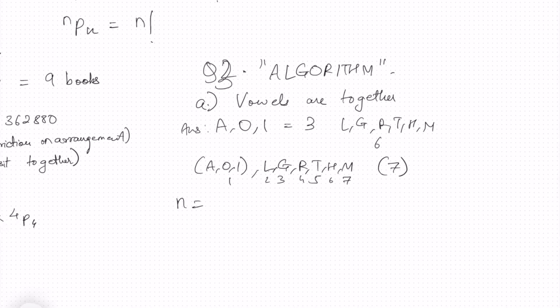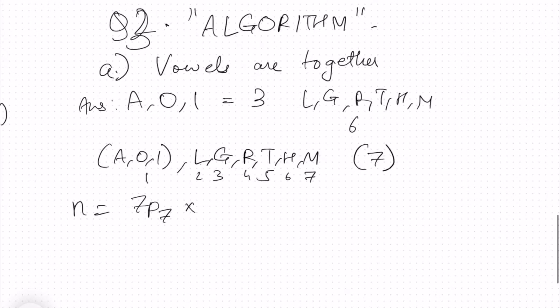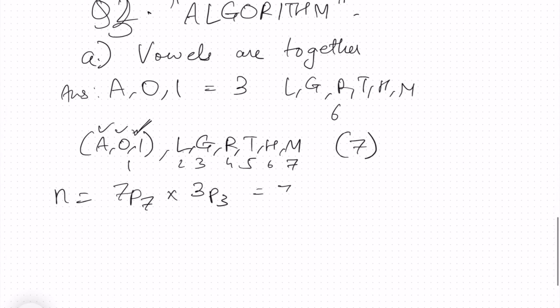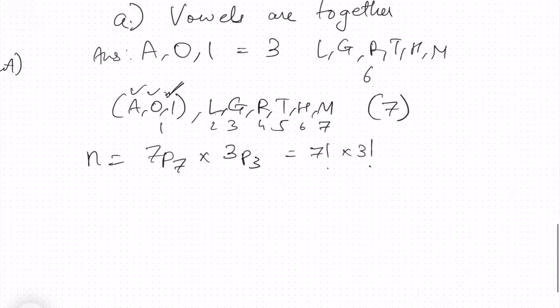So n is equal to 7P7 into 3P3, because I also have to arrange A, O, I in their respective places. So this is 7 factorial into 3 factorial. You can compute the value for yourself.